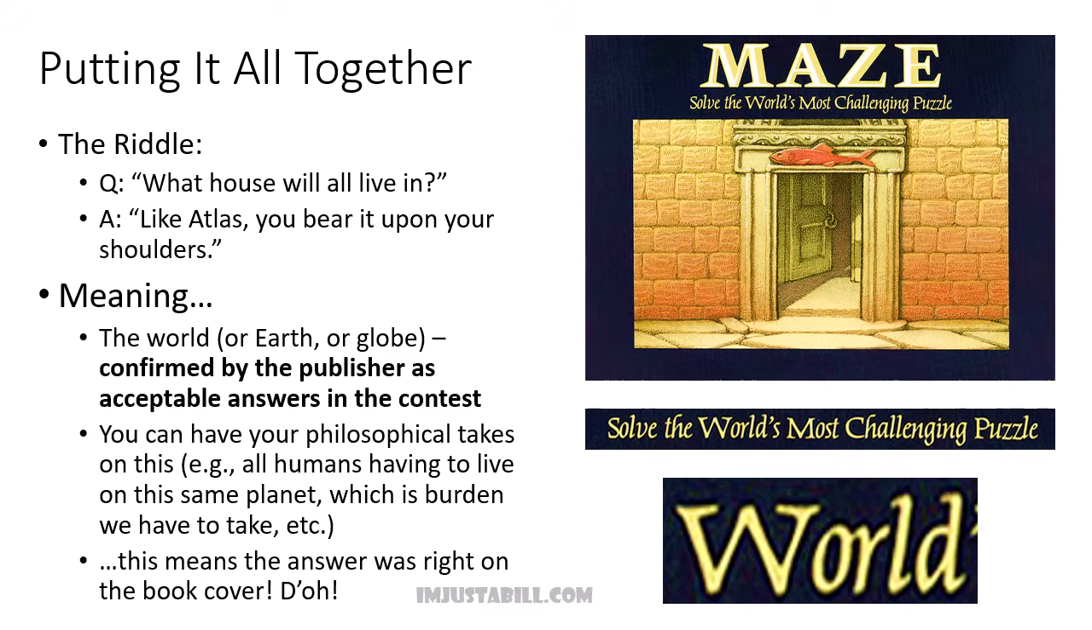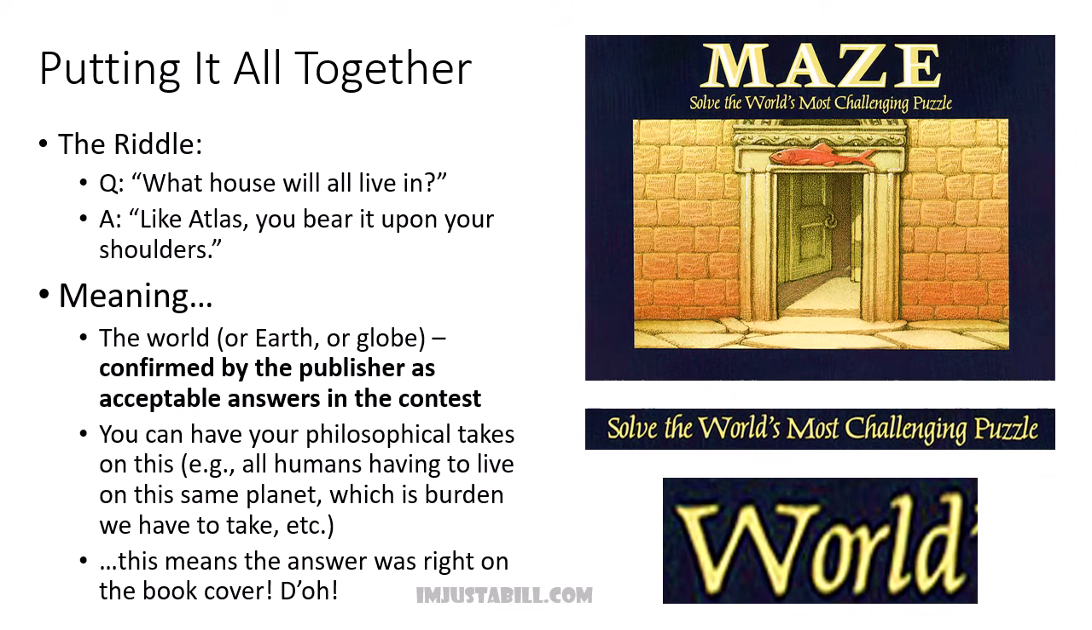Well, we could spend endless amounts of time having our different philosophical takes on what it means. What house will all live in? Like Atlas, you bear it upon your shoulders. You could, for example, take it as a commentary, all humans having to live on this same planet, one world. As Sting said in The Police, one world is enough for all of us. But as Manson says, it's a burden we have to take, etc.